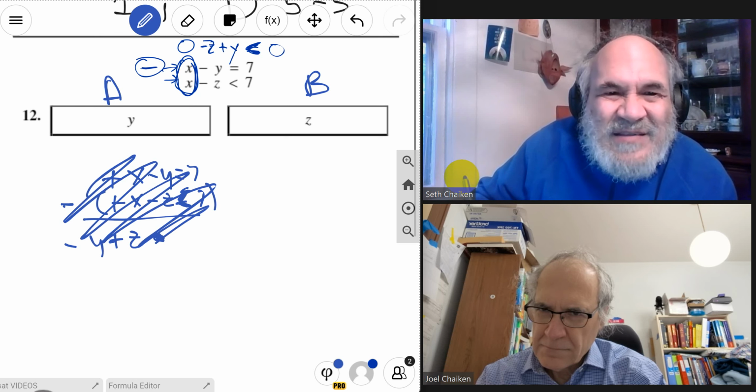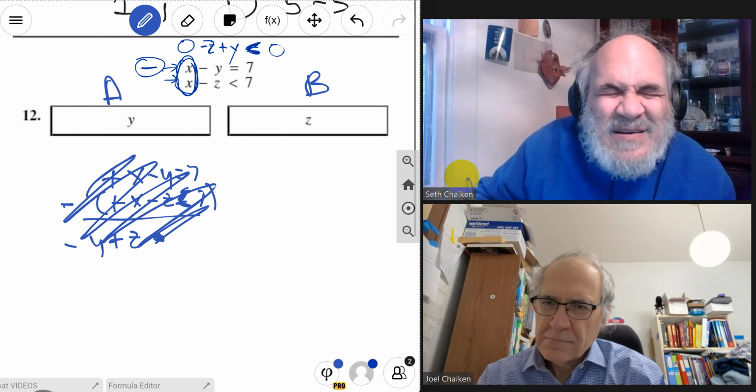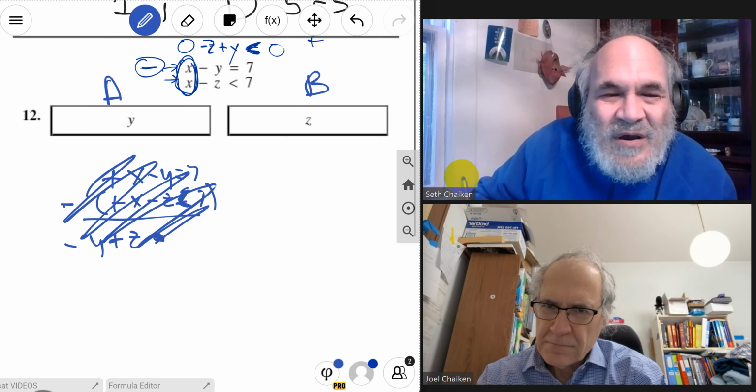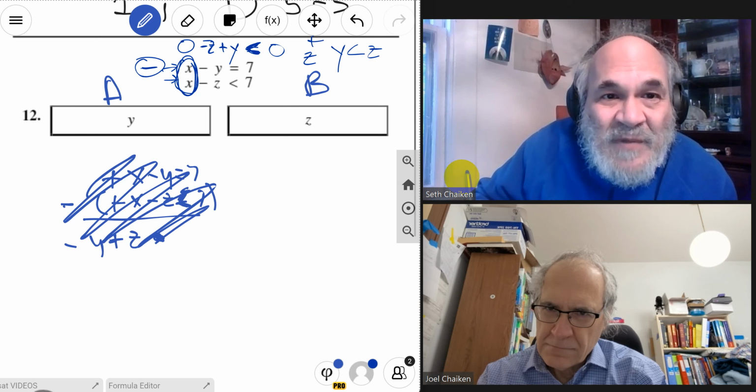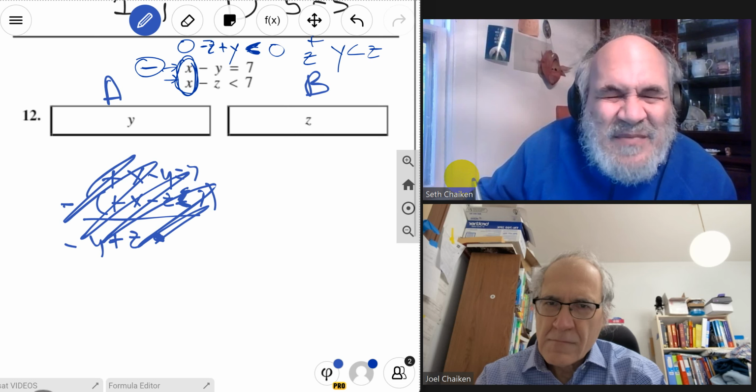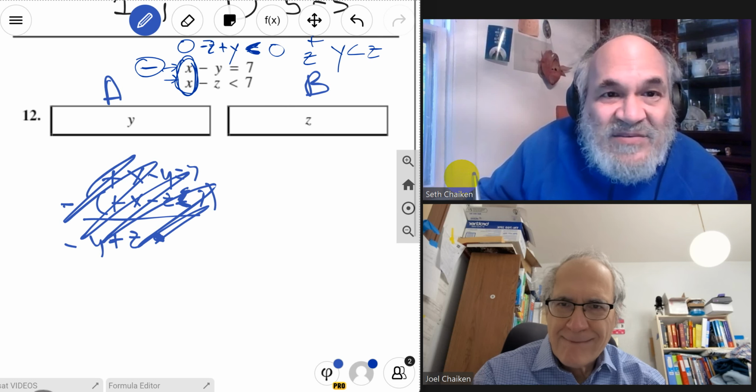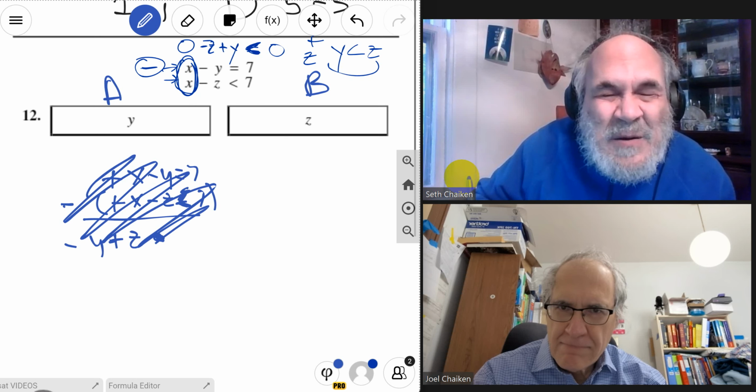So this tells us that minus Z plus Y is less than 0. Now add Z to both sides, and I get Y is less than Z. And then we're asking, the Y is in the box of column A, and the Z is in the other box. And the question is, which one is smaller, or can you tell? And so we see that the Y is less than Z. So we could translate it here.